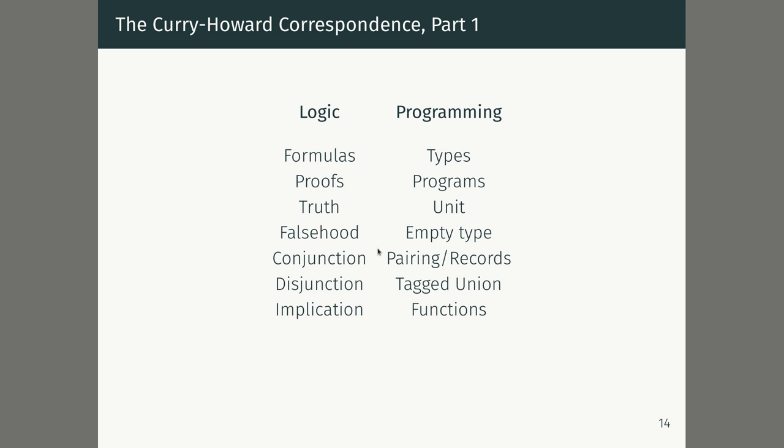And so the Curry-Howard correspondence can be explained as saying, well, each construct in logic has a corresponding construction in functional programming. So a formula of logic is a type of a programming language. A proof of a formula is a program of a certain type in a functional programming language. The proposition of truth corresponds to the unit type. The proposition of falsehood corresponds to the empty type. Logical conjunction corresponds to pairing in a programming language, that is, forming records, multiple pieces of data together. And if you have logical disjunction, that corresponds to having a tagged union in a programming language. And finally, implication in logic corresponds to functions.